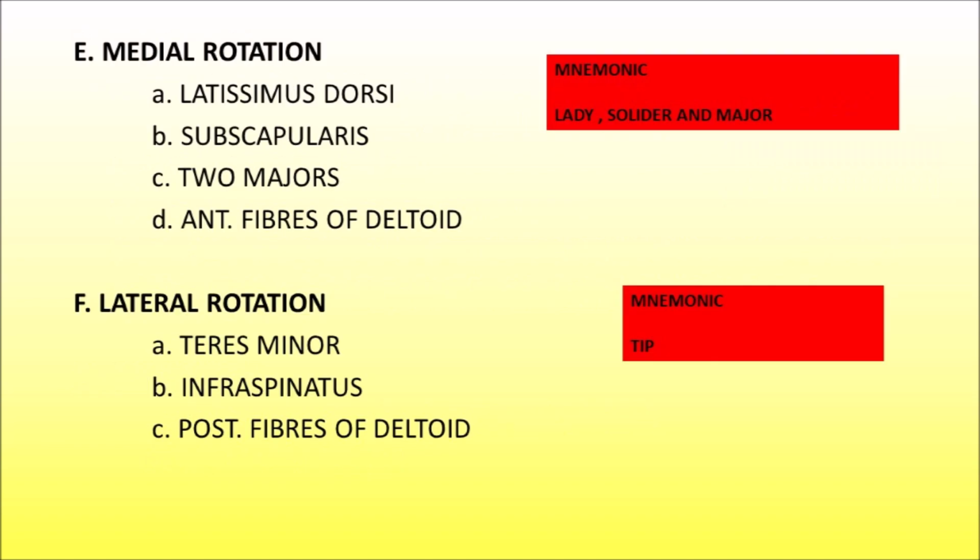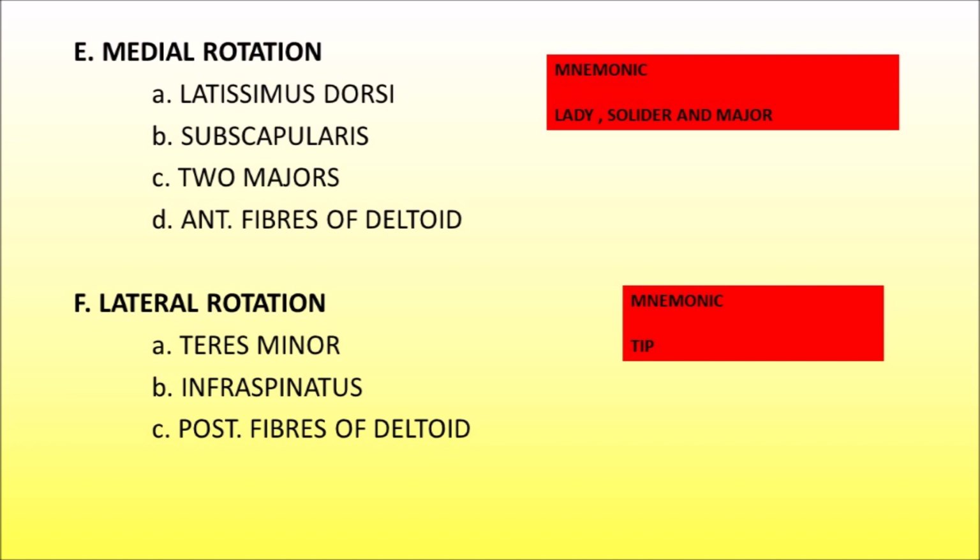The last movements are medial rotation and lateral rotation. In order to remember the muscles that come under medial rotation, remember the mnemonic ladies, soldier and majors, which are the medial rotators, that is, muscles forming the posterior boundaries of the axilla, namely latissimus dorsi, subscapularis, the two majors, which are the pectoralis major and the teres major, and the anterior fibers of the deltoid.